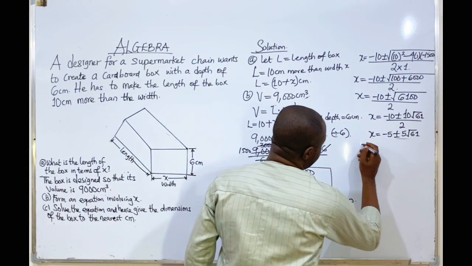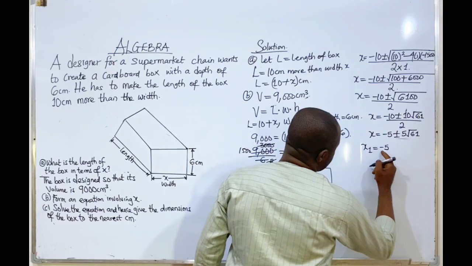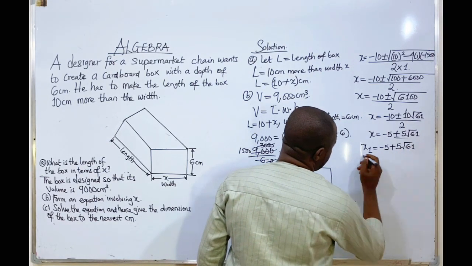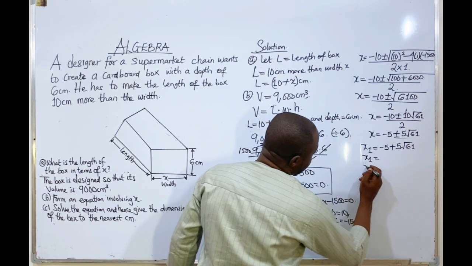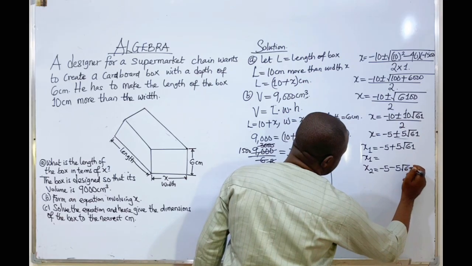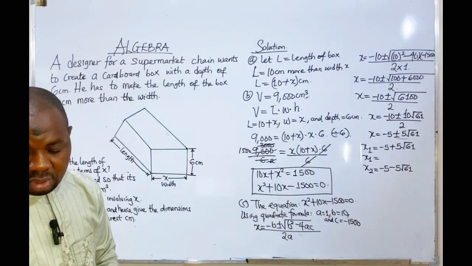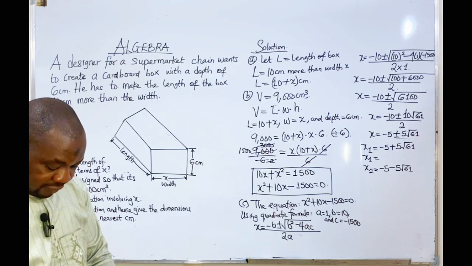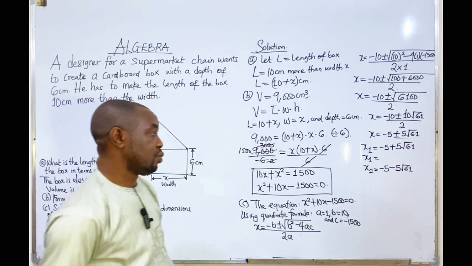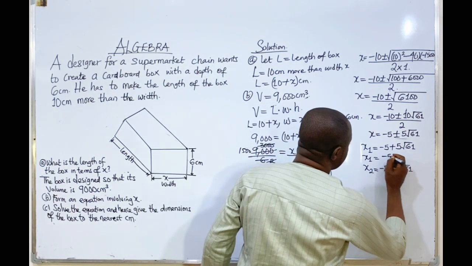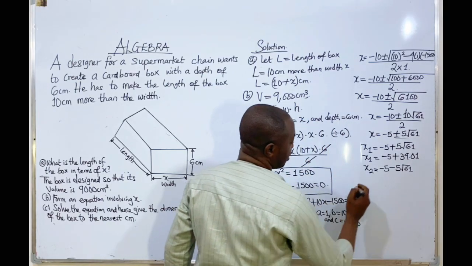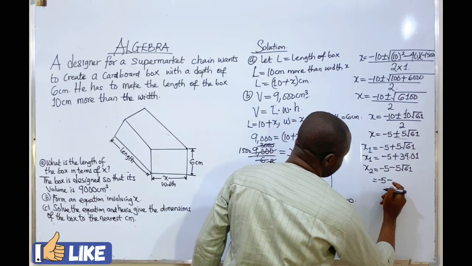So we have two values of x in this case. The first one is x1 equals negative 5 plus 5 root 61. We need the value of this. Then also we have x2, which will be negative 5 minus 5 root 61. Now what is 5 root 61? That will be 39.01. So the first one will be minus 5 plus 39.01, and the second will be minus 5 minus 39.01.